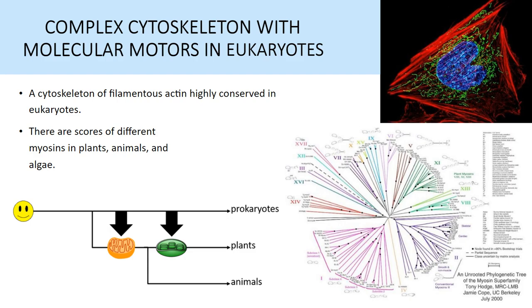A cytoskeleton of actin filaments, shown in the upper right image in red, is highly conserved among eukaryotes, so it probably traces back to the last common eukaryotic ancestor, almost 3 billion years ago. Additionally, there are scores of myosin proteins, represented in the myosin phylogenetic tree at the lower right of this slide, that fall within at least 17 different subtypes. Okay? These myosin molecules are also found among plants and animals.